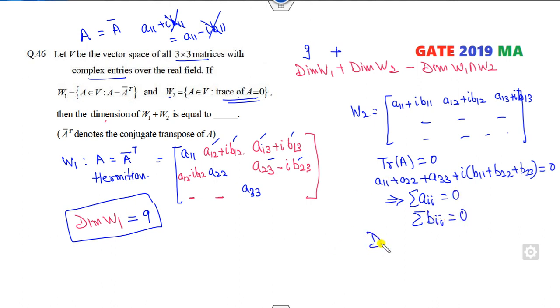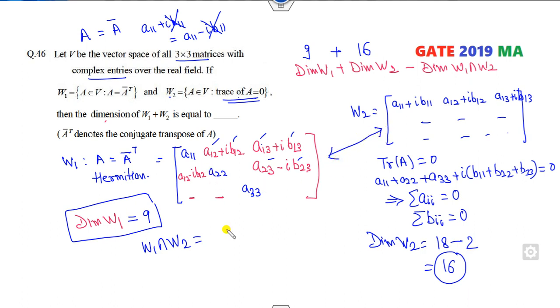So what is the dimension of W2? How many total elements are there? 18. There are two conditions given to you, so you have to subtract. So the dimension is 16. This value is 16. Now, how do you write the intersection? The intersection will be the common portion of this. What is the meaning of the intersection? That is Hermitian plus the trace of the matrix is 0.